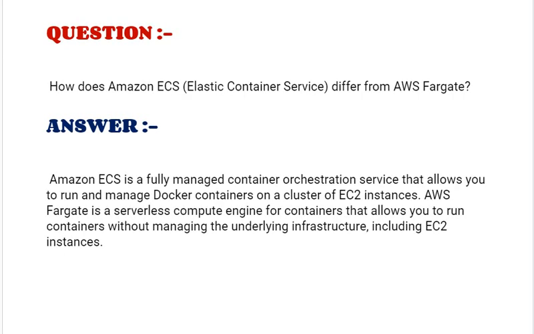Our next interview question is: how does Amazon ECS, Elastic Container Service, differ from AWS Fargate? Your answer should be: Amazon ECS is a fully managed container orchestration service that allows you to run and manage Docker containers on a cluster of EC2 instances. AWS Fargate is a serverless compute engine for containers that allows you to run containers without managing the underlying infrastructure, including EC2 instances.